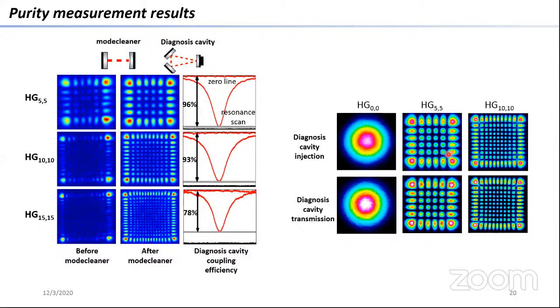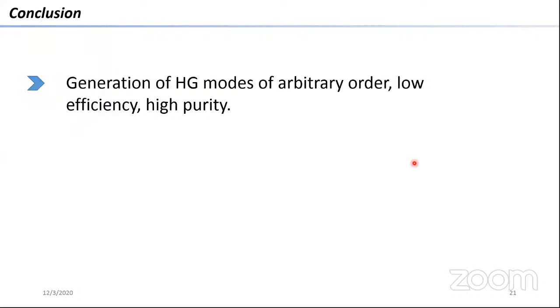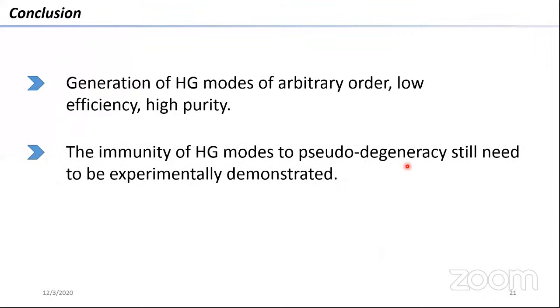Okay, so to conclude, we generated HG modes of arbitrary order, and there is no fundamental limit to how high this order can reach. Low efficiency, that's for sure, but we think that we can increase that up to 30%, and they are of high purity. The immunity of HG modes to pseudo-degeneracy still needs to be experimentally demonstrated, although we had to use this effect on the mode cleaner cavity.